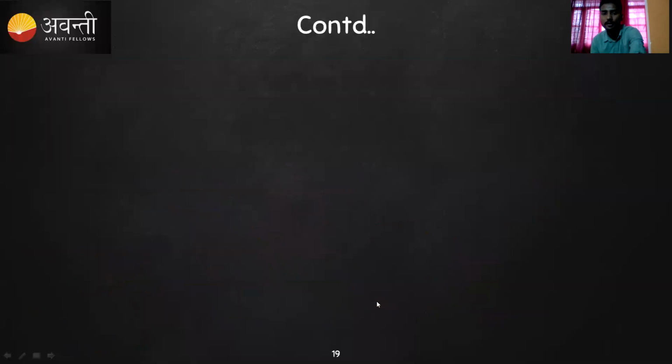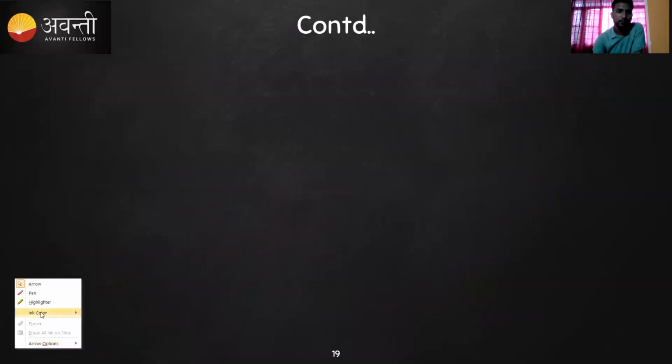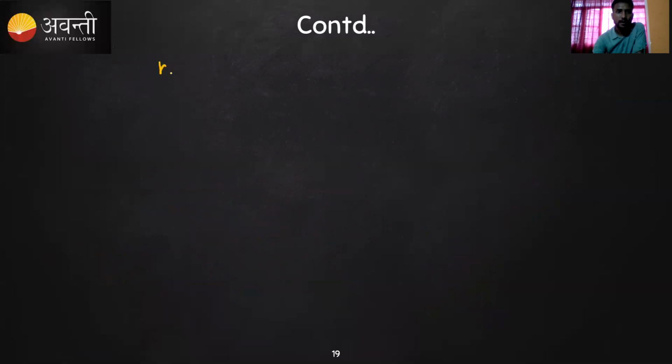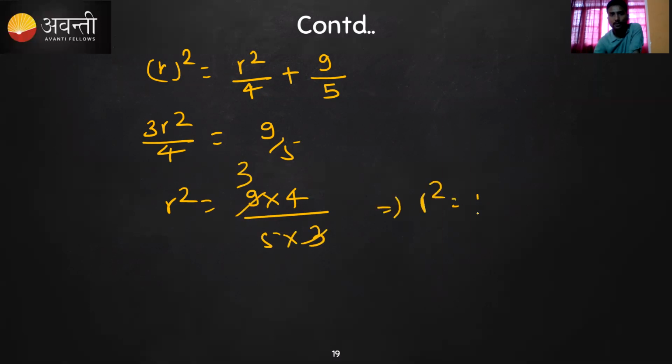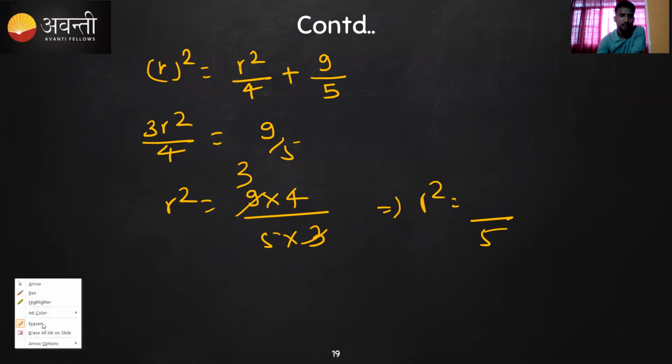So now what will we do? We can do one thing, that is r minus (r by 2) whole square. This is r square by 4, and this is basically 9 by 5. So from here it will be 3r square by 4 is equal to 9 by 5. So from here r square is equal to 9 by 4 into 4 by 3... so basically 9 into 4 divided by 5 into 3. So from here r square will be 12 by 5. R square will be 12 by 5.